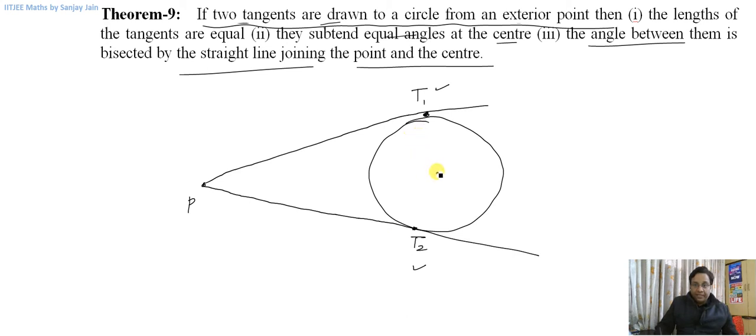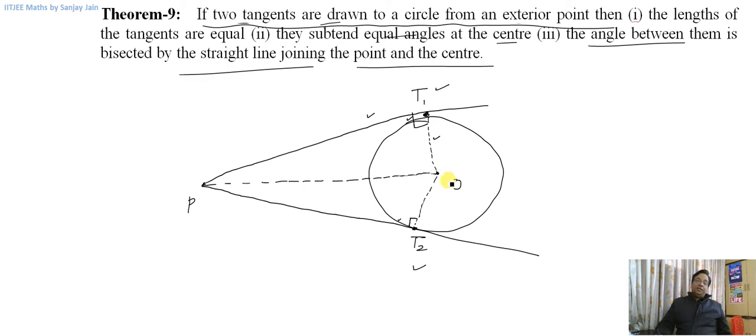Okay, and let this be the center O. If I join this center O with T1 or T2, we know that this angle will be 90 degrees, because this is radius, this is tangent, and the angle between the radius and tangent at the point of contact is 90 degrees. We just proved it in the previous theorem. So this angle is 90 degrees, this angle is also going to be 90 degrees. Now join O with P.